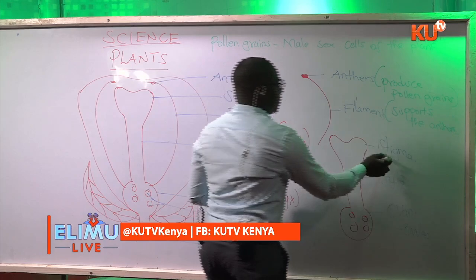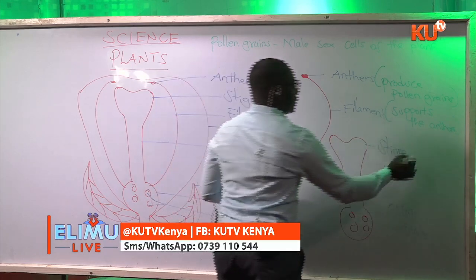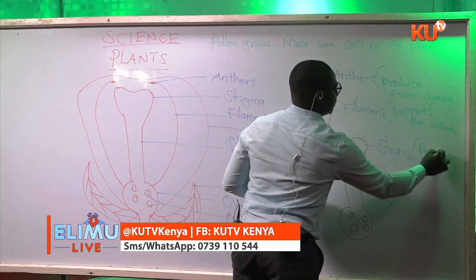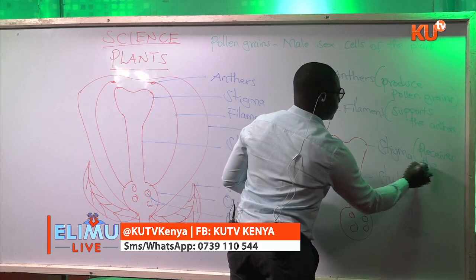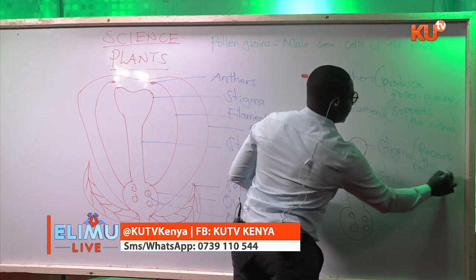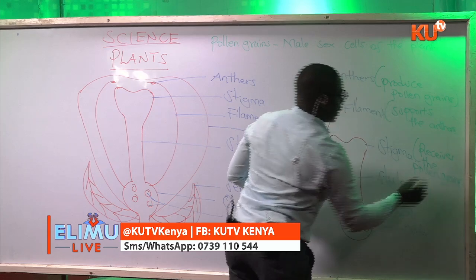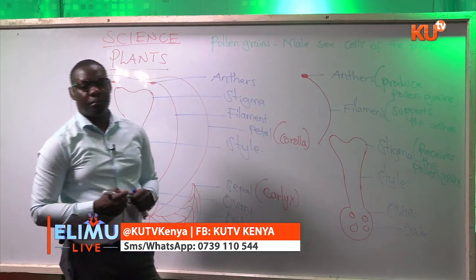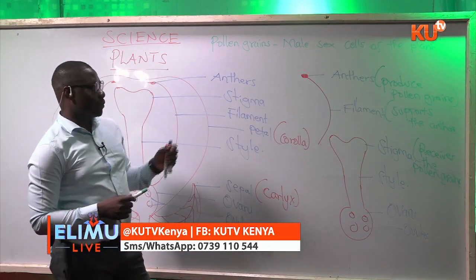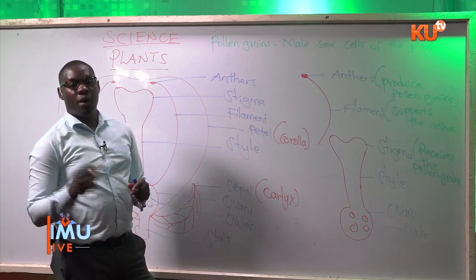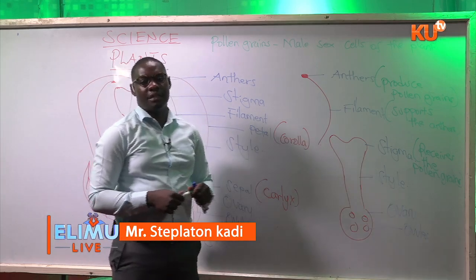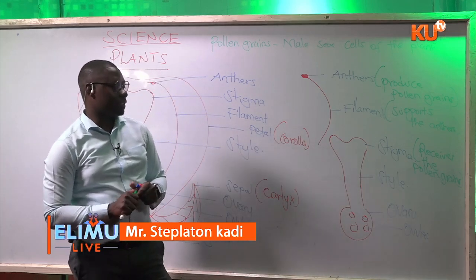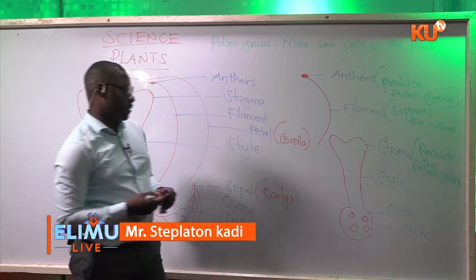We have the stigma. So the stigma receives the pollen grains. And we have already said that the pollen grains are produced by the anthers. So once they are produced, they are received by the stigma. So the function of the stigma is to receive the pollen grains.